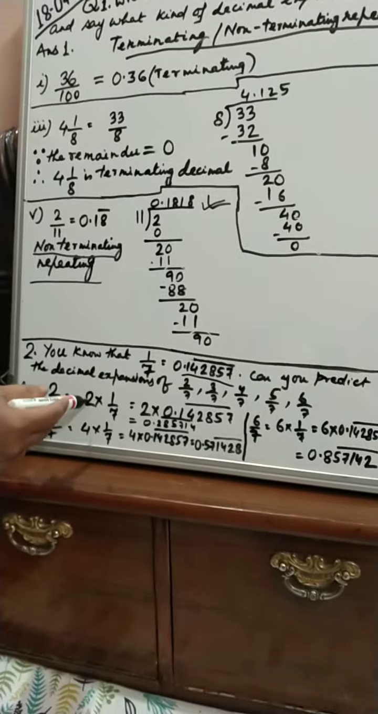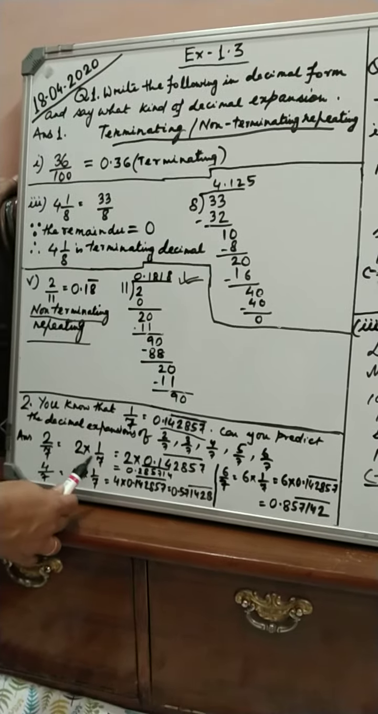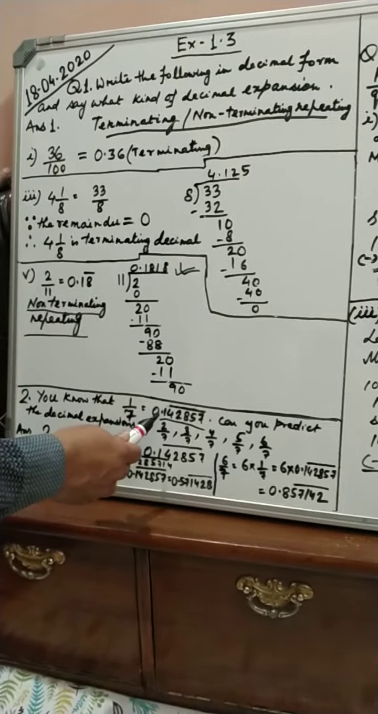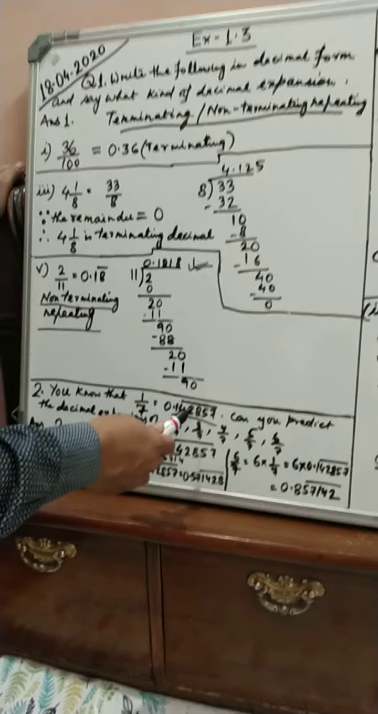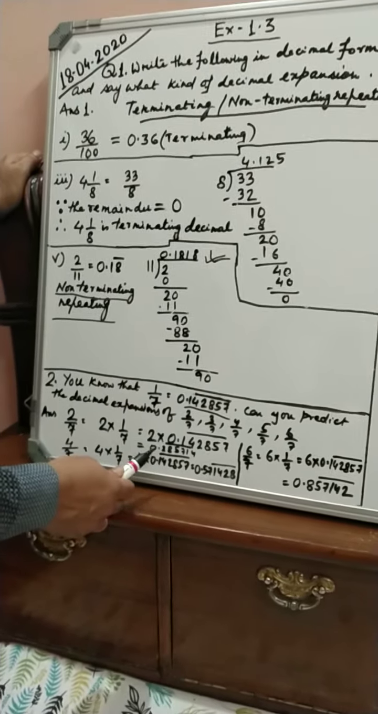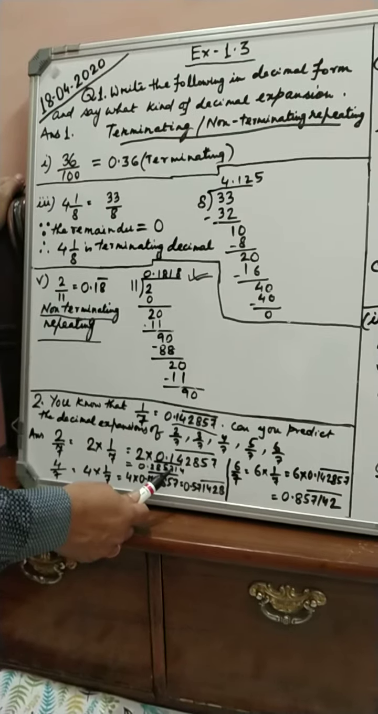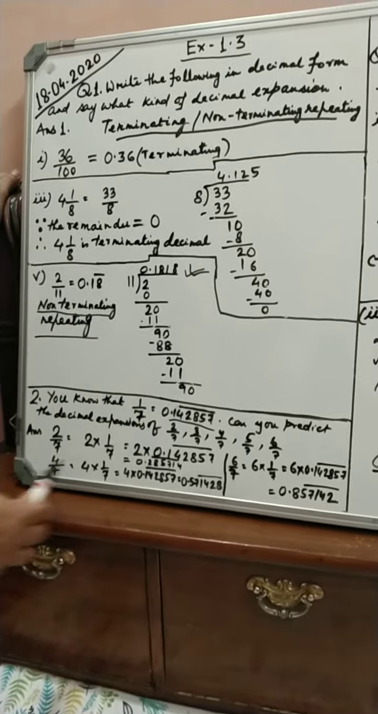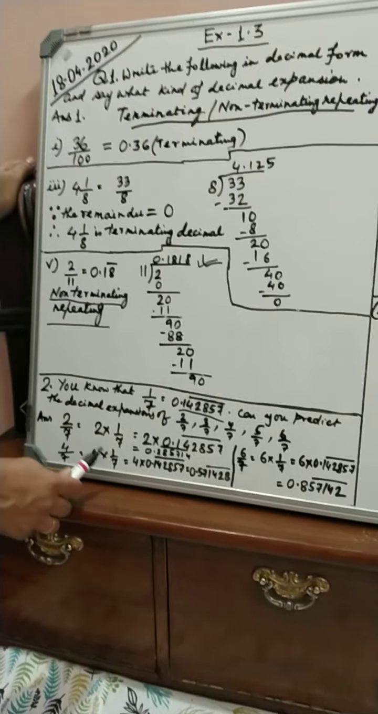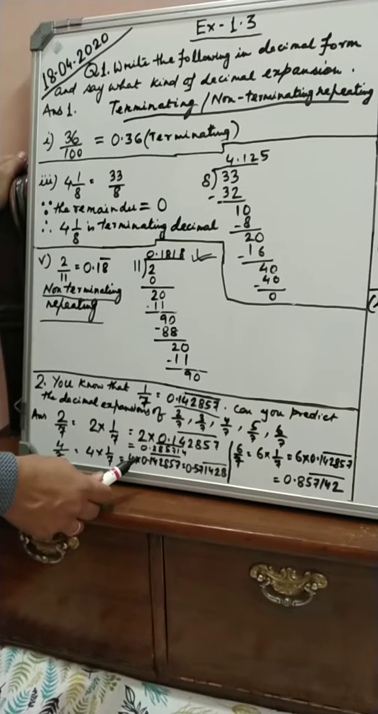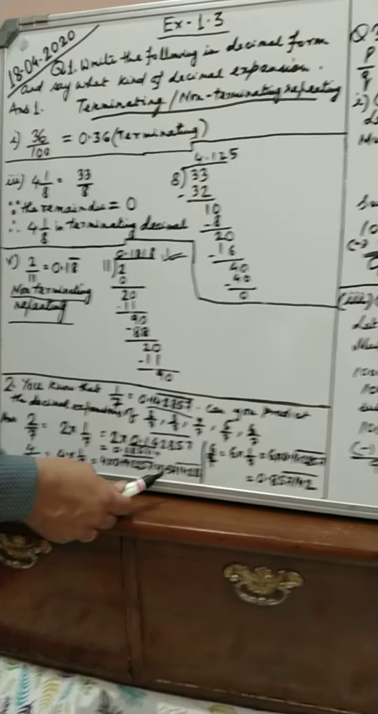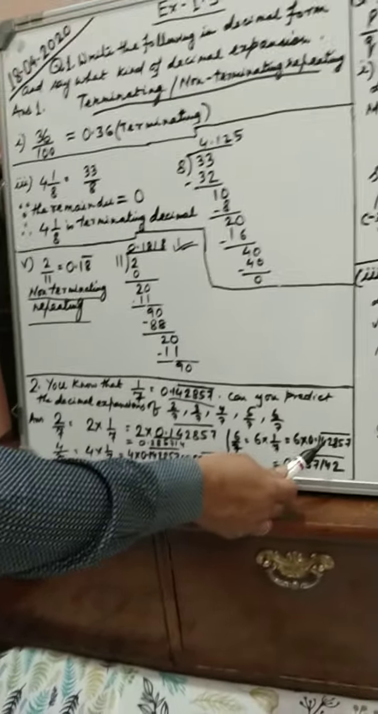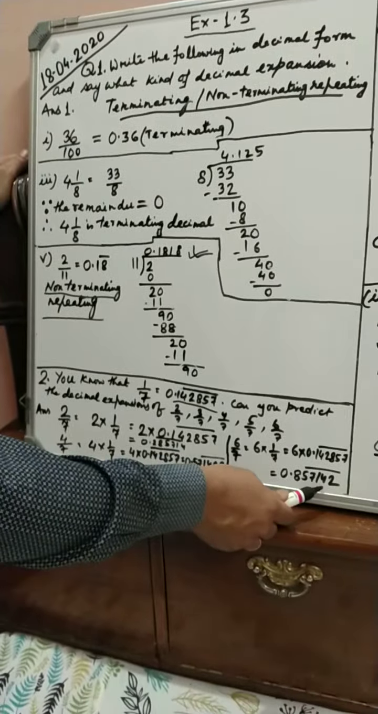2 by 7 can be written as 2 into 1 by 7. So 2 into 1 by 7, the value is already given, 0.142857, where 142857 is the repetition. So if you multiply, you will get 0.285714. Now there is a repetition in 285714, so I have given the bar. Similarly, 4 by 7 can be written as 4 into 1 by 7. The value of 1 by 7 is given. Just multiply and you get the value. Similarly, 6 by 7 can be written as 6 into 1 by 7. So this is the answer.